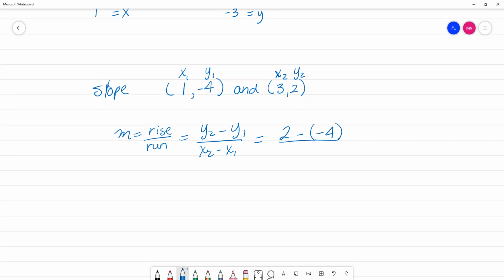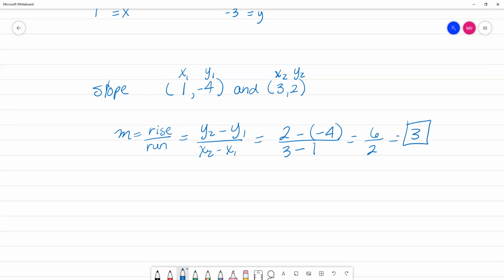What happens when we subtract a negative? Yes, excellent. So this is just 2 plus 4, which is 6, and 3 minus 1, which is 2. So my slope is 3, which is unusual. A lot of times slopes are fractions, and you just leave them as fractions.